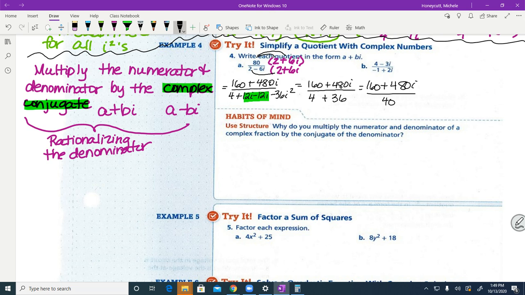So then I'll think, okay, can I simplify this any further? Well, I can. I can divide 160 by 40. 480 is also divisible by 40. So if you can divide both parts by what's in the denominator, go ahead and simplify. 160 divided by 40 is 4. 480 divided by 40 is 12. So we've got 4 plus 12i for part A.